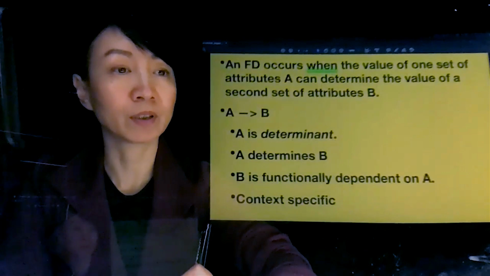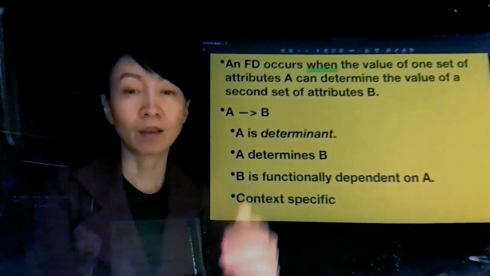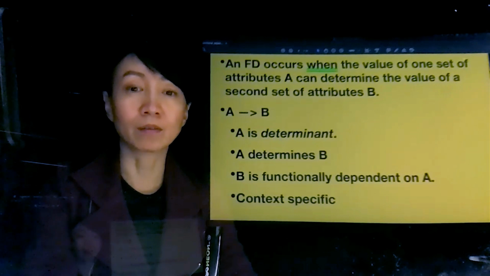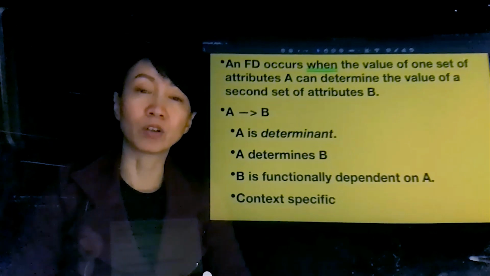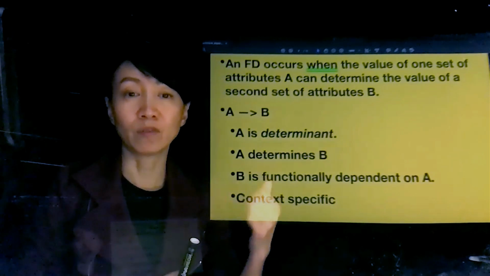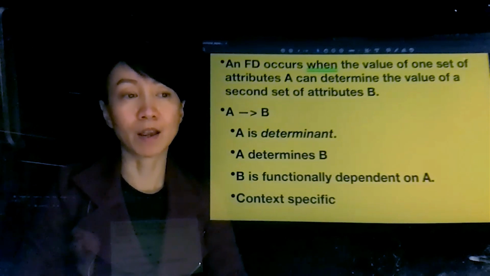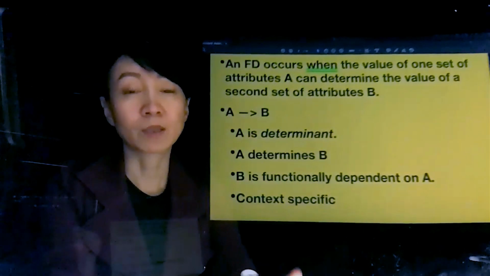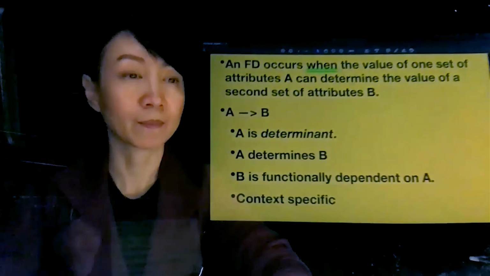And always remember, FD is context specific, because for a given sample data, we discover one or more FDs. It's always based on the sample data, based on assumptions from this sample data. It doesn't guarantee that we will be able to discover the same FD from a different data sample. So this is the context specific. Every time you specify an FD, you should give the assumptions to support this FD.